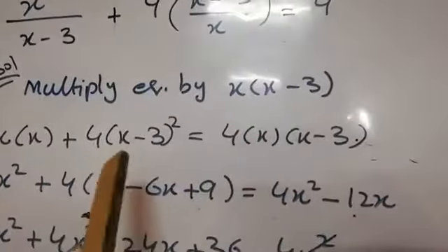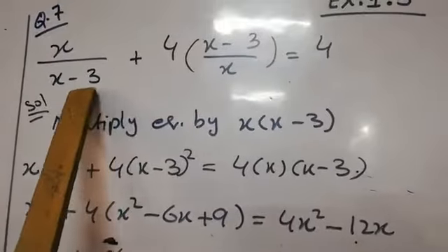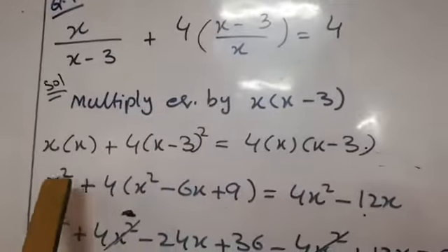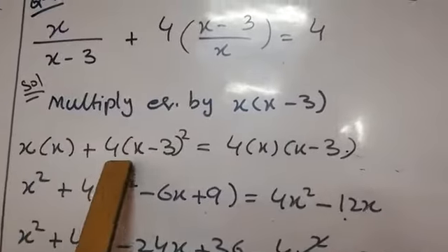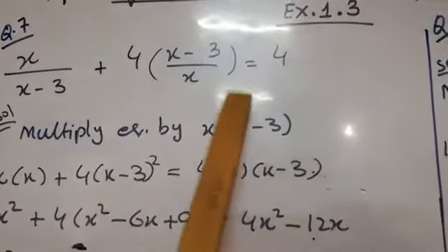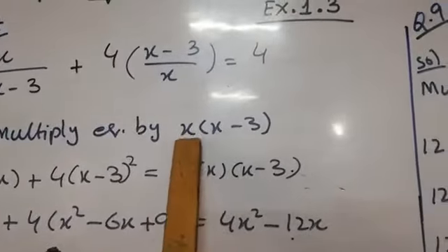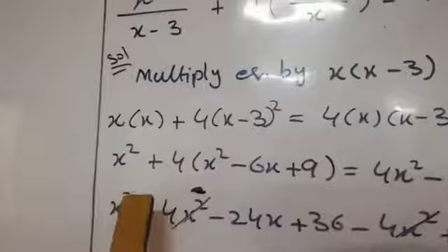And there is another simple method: we multiply all the denominators to each term, and then we get x·x + 4(x - 3)^2, because x will be cancelled, and x - 3 means (x - 3)^2, equals 4x(x - 3).